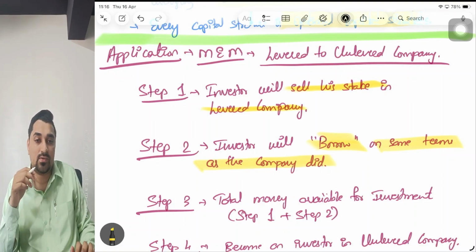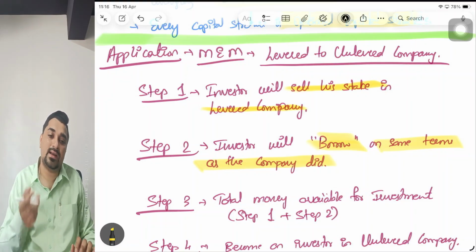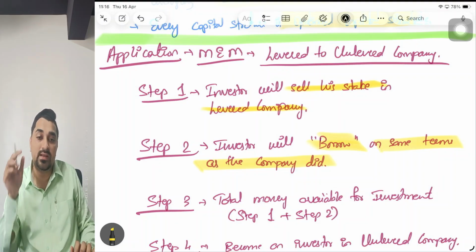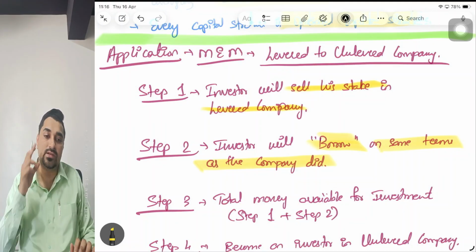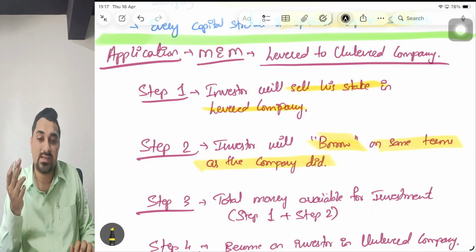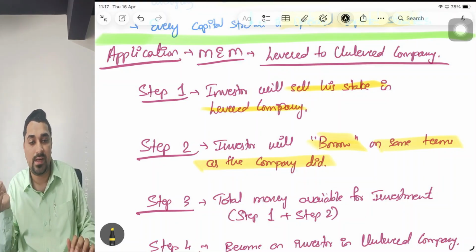Suppose my levered company was borrowing money at 10% interest rate. As an individual investor, I will also borrow money at 10% interest rate only. Sir, how much? If, for example, total debt was 10 crores and my portion is 1 crore, again, I will do individual borrowing of 1 crore. So that is step number 2. The investor will borrow on the same terms as the company did.